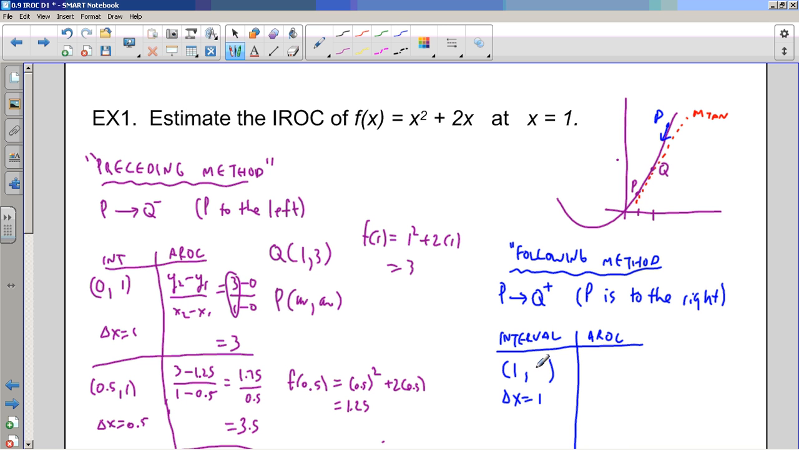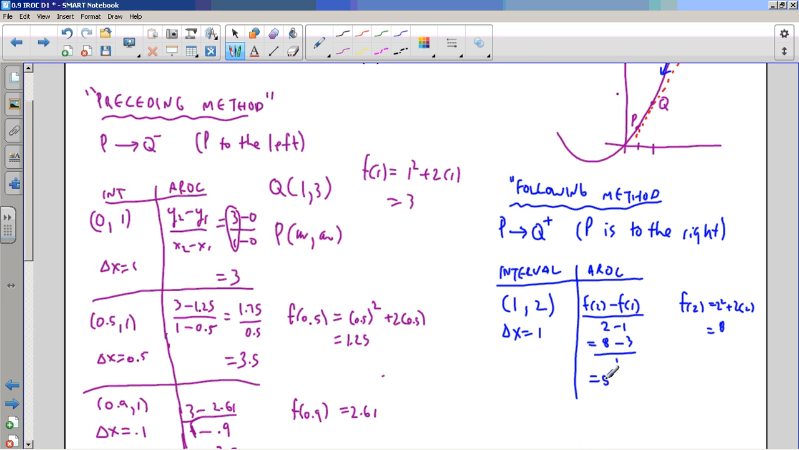So where would P be? P would be at 2, wouldn't it? And then our IROC is still y2 minus y1 over x2 minus x1, or f at 2 minus f at 1 over 2 minus 1. Well, f at 2 I can do in my head: 4 plus 4 is 8. So I get 8 minus 3 over 1, which is an estimate of 5. And not a very good estimate because our delta x is large.